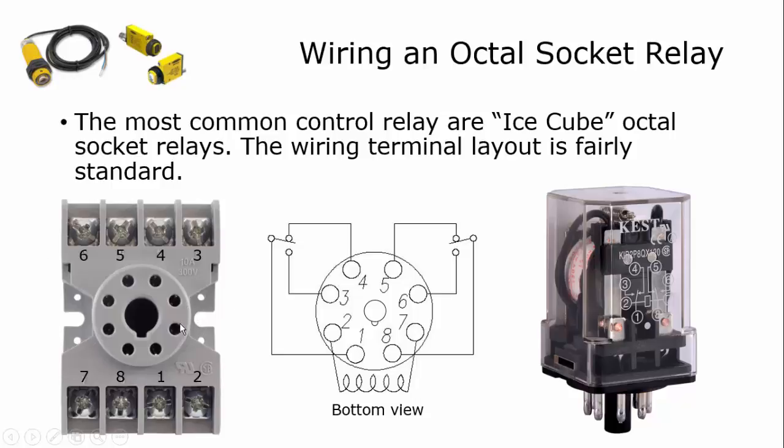These sockets, although they may look physically different, are usually fairly consistent as far as how they have the terminals laid out. This center diagram is the wiring of the internal workings of the relay. So pin 2 and 7 is the coil, that's the electromagnet. Pin 1 is the pole of one of the switches. Pin 3 is a normally open contact for that set of contacts, and pin 4 is normally closed. And then there's another switch with terminal 8 being the pole, 6 is the normally open contact, 5 is the normally closed contact. This is also fairly standard on octal type IceCube relays.